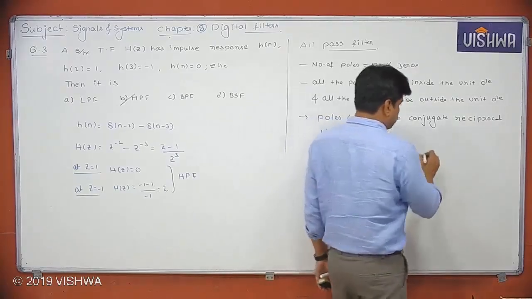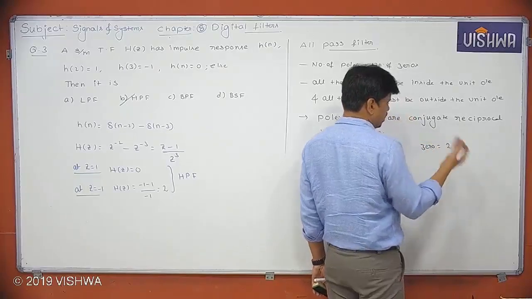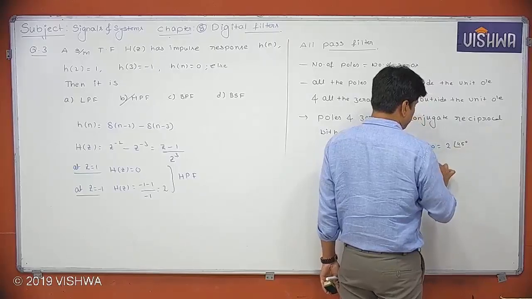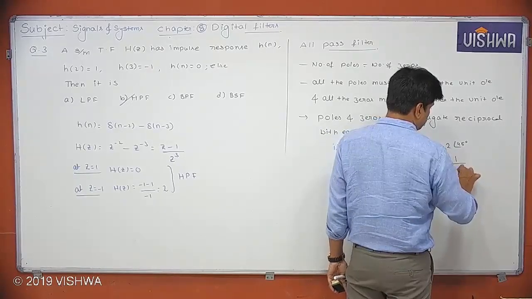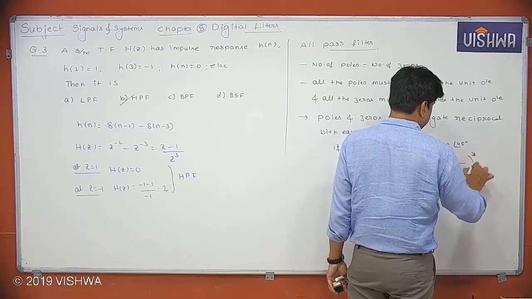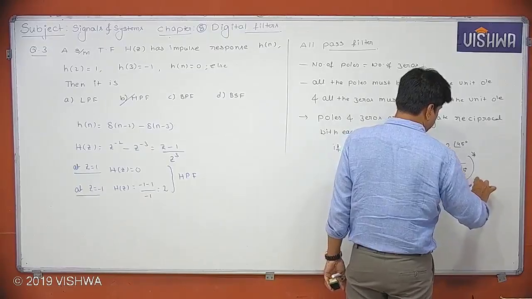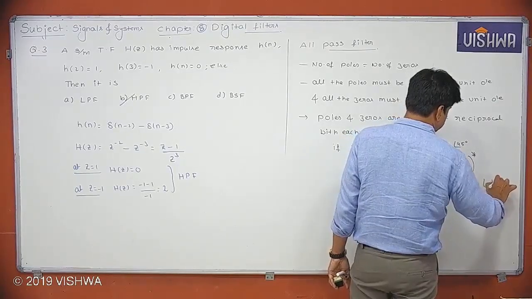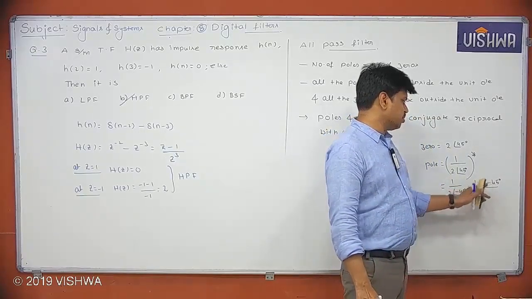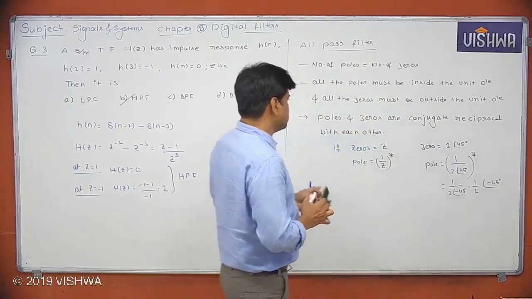Suppose, let's say, the zero has to be outside, right? So the zero is 2 at an angle 45 degrees. Correspondingly, the pole has to be 1 by 2 at an angle 45 degrees conjugate, so 1 by 2 at an angle minus 45 degrees. The pole must be inside, 1 by 2 means inside, with minus 45 degrees. So this is what the all pass filter is.